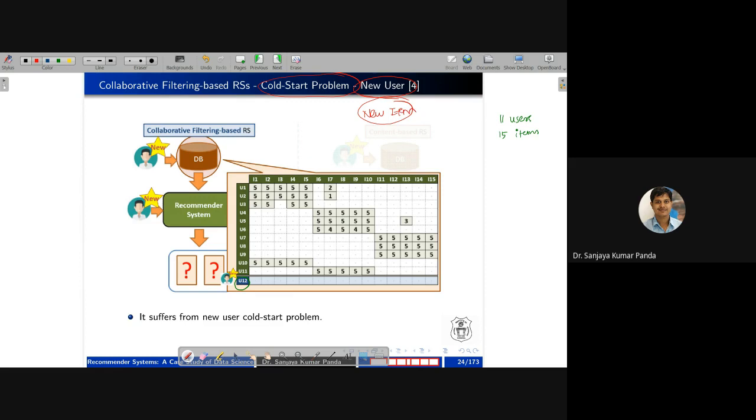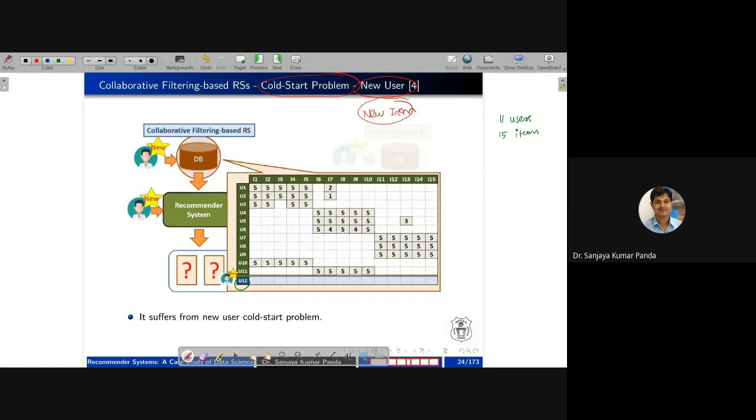So what are we doing here? We consider a new user and a new item, by adding a new user to the system and a new item into the system. But unfortunately, we are not able to suggest some items to this particular user. So obviously, it suffers from the new user cold start problem. You can suggest the item that is purchased by the maximum number of users, to avoid the cold start problem. That may be one method to suggest an item to this user.